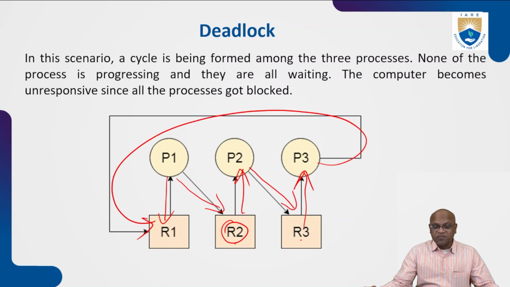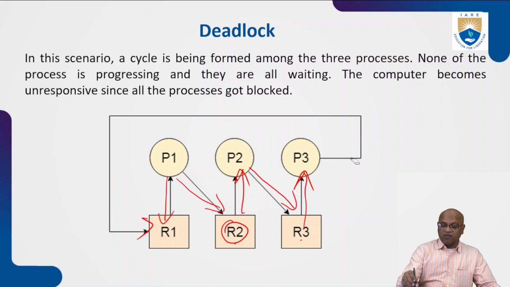R1 is held by P1 which is requesting R2, P2 holds R2 and requests R3, and P3 holds R3 and requests R1. So this never ends. No process releases the resource which it is holding.